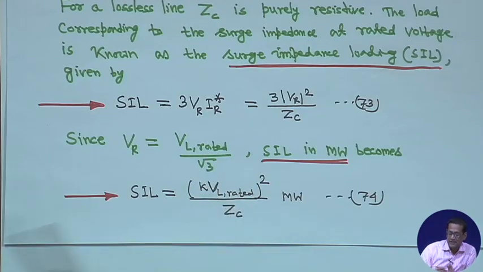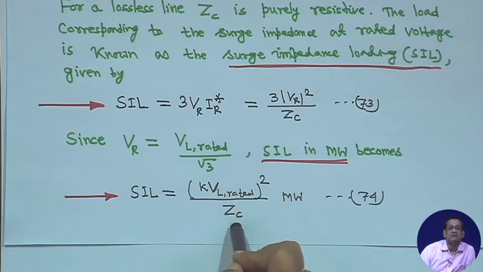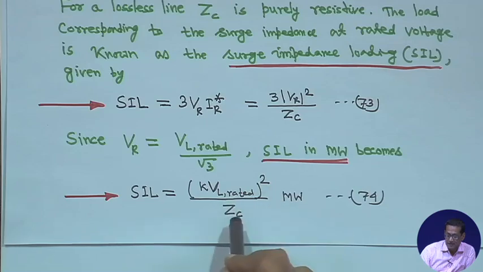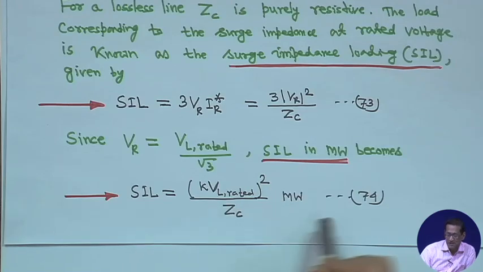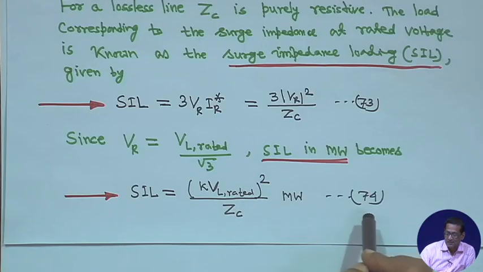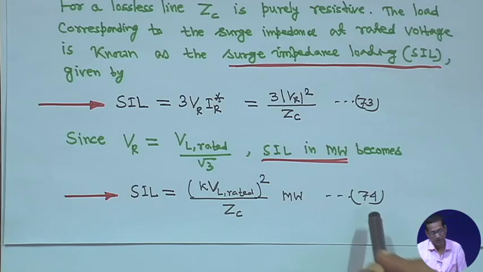Suppose KVL rated means 220, then 220 square upon ZC. This is kilovolt, and that is squared, and ZC is the ohmic value, in ohm. So, this is actually megawatt, because it is kilovolt square, and this is equation 74.